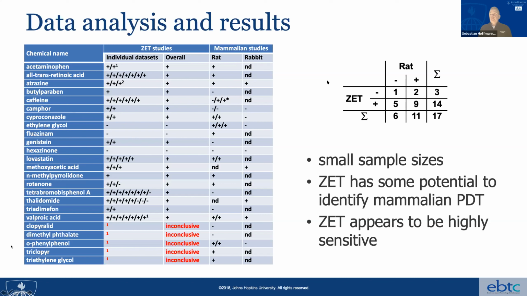From this, we then distilled 2x2 contingency tables. And you see here, to compare the zebrafish with the rat, we only had 17 chemicals, which was one of the major limitations of our review, the small sample size we had to deal with in the end. However, we concluded that the zebrafish embryo test has some potential to identify mammalian prenatal developmental toxicity, but also that zebrafish appears to be highly sensitive, as you can see here. Of the 6 chemicals negative in rat, 5 were identified as positive in the zebrafish embryo test.